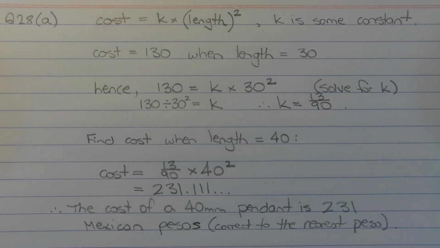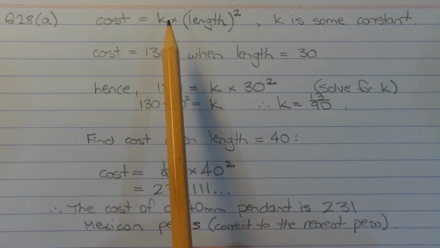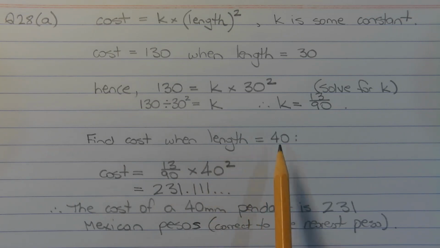Now we can find the cost of a pendant that is 40 millimeters in length. So we have the value of k, which is 13 over 90, and we want the cost of a pendant that is 40 millimeters in length. So I'm going to substitute 40 for the length here, and then evaluate the right-hand side of the equation. So cost is equal to 13 over 90 multiplied by 40 squared, which equals 231.111 and so on. Therefore, the cost of a 40 millimeter pendant is 231 Mexican pesos, correct to the nearest peso.